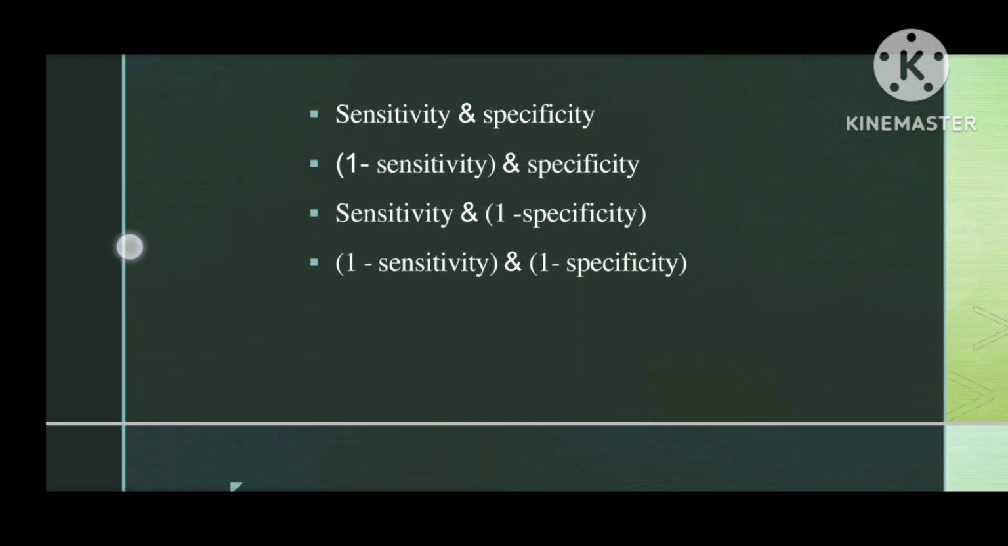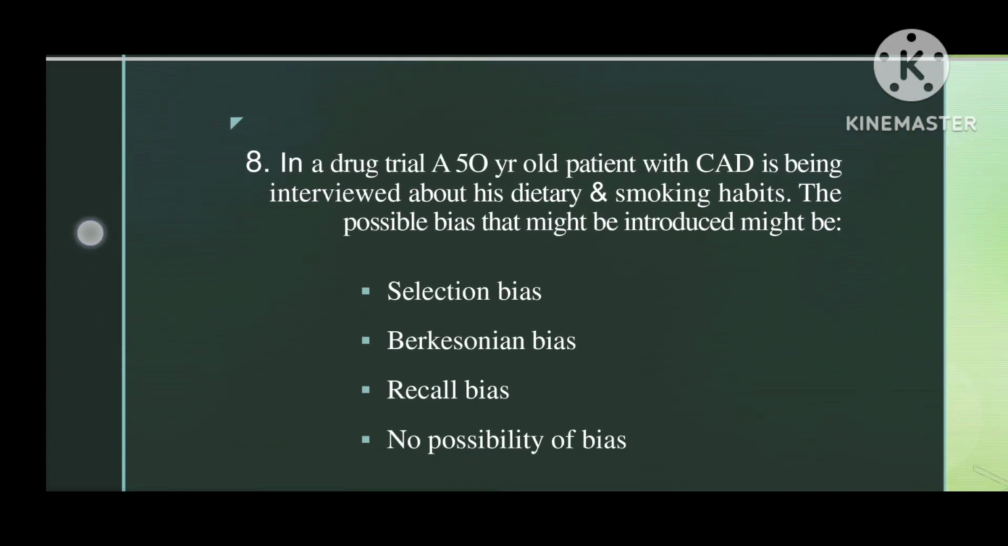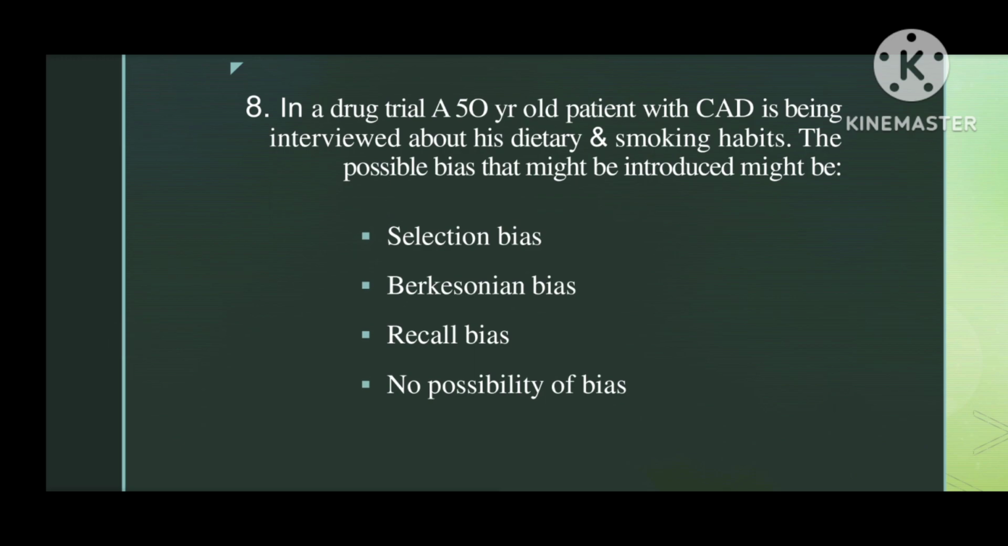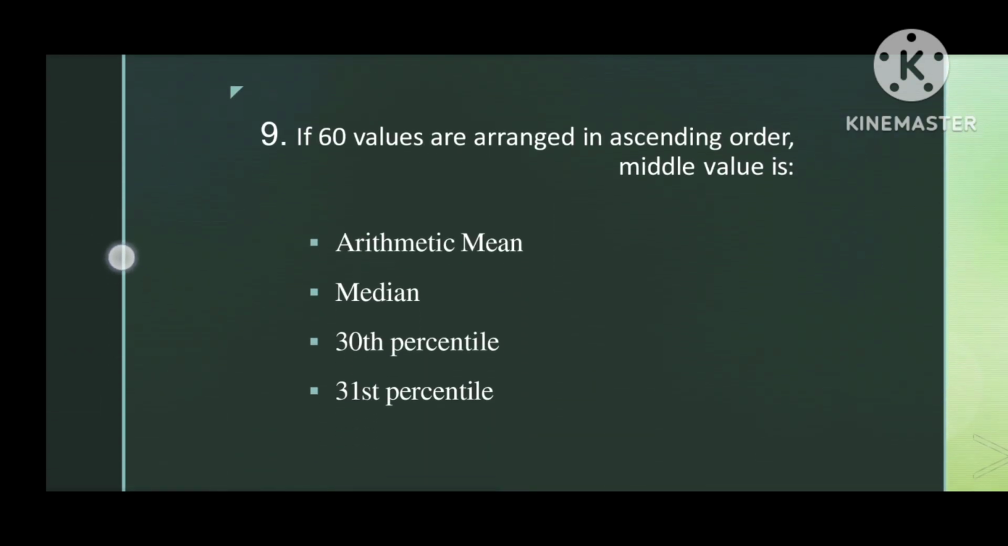Okay. Now let's move on to the 8th question, that is in a drug trial, a 50-year-old patient with CAD is being interviewed about his dietary and smoking habits. The possible bias that might be introduced here is. See, a 50-year-old patient with CAD, he has already developed CAD and is being interviewed about his past dietary and smoking habits. The most possible error, that is the common error that can occur in such cases, is recall bias, because they may find it difficult to recall the past events. So the answer is option C, that is recall bias. Okay. So whenever people are asked about their past history, there is always chance of recall bias.